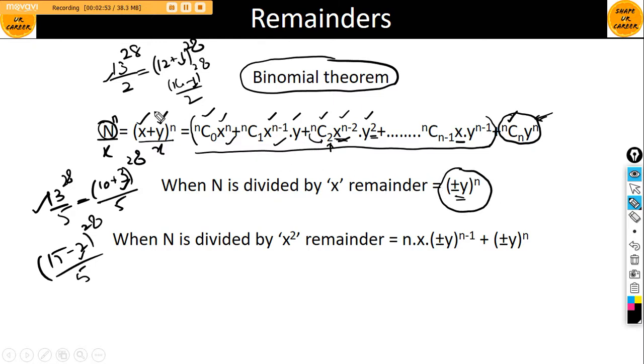On the other side, if I divide the very same value by x square, we can observe that from this term towards the left, each and every term contains x square or higher powers of x square. So the remainder comes out to be the last two terms of this expansion: nC(n-1), which equals n, into x into (plus or minus y) raised to power n minus 1, plus (plus or minus y) raised to power n.